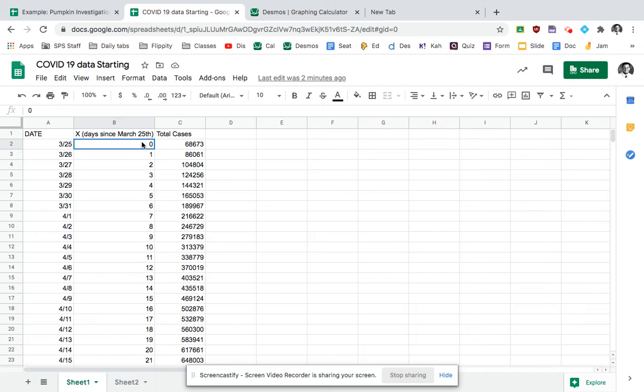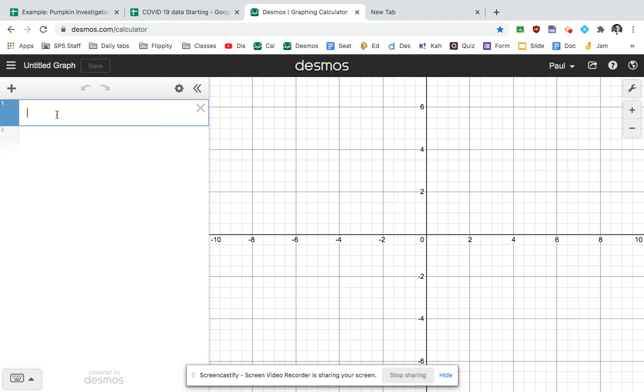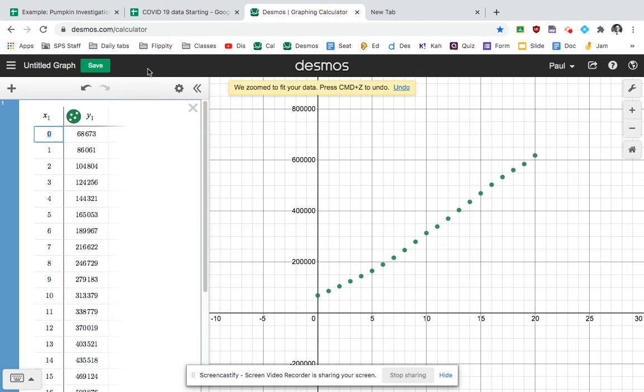So just like that guy did, I'm gonna copy this here. And I think I realized it works better if you do Command C. I'm gonna press Command C. Then I'm gonna go over to Desmos. I'm gonna go into this cell. I'm gonna press Command V. Yay, it worked. There's my data.